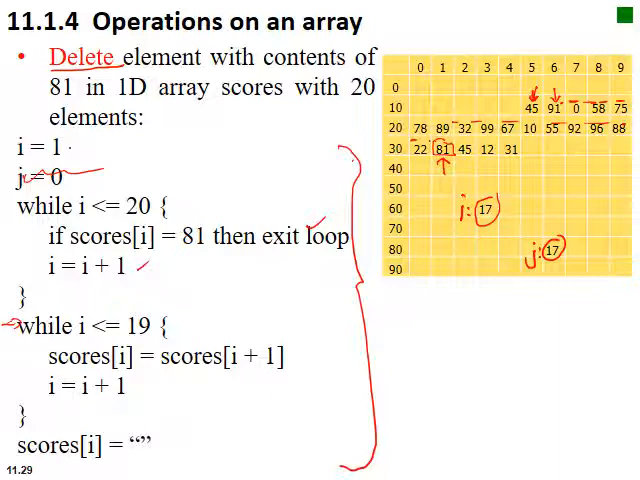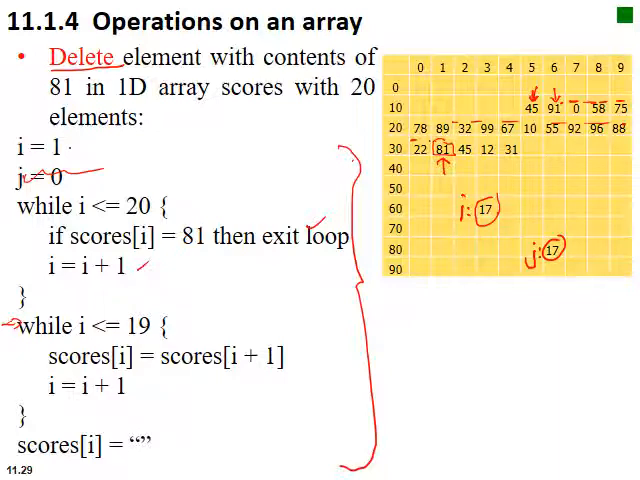Now, I still has the value of 17. Check: is I less than or equal to 19? Why not 20? Because we know we're going to delete a value here. So we will eventually only have 19 values. I is 17, so it is still less than or equal to 19.